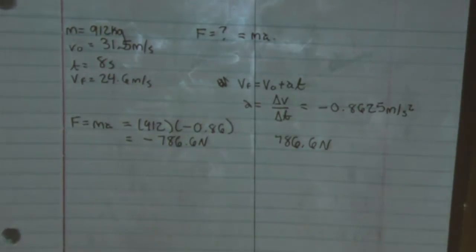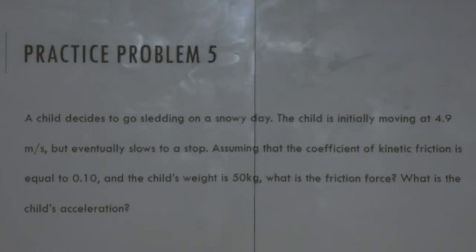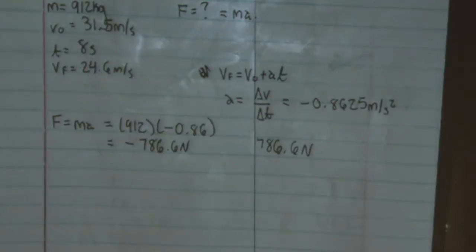All right, so another problem. A child decides to go sledding on a snowy day. The child is initially moving at 4.9 meters per second, but eventually slows to a stop. Assuming the coefficient of kinetic friction is equal to 0.1 and the child's weight is 50 kilograms, what is the friction force and what is the child's acceleration? So, back we go.